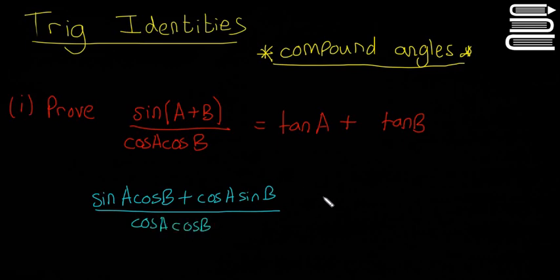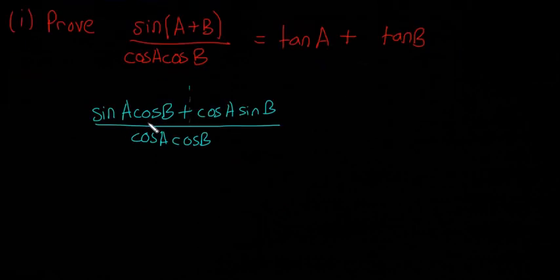Okay. So now, a couple of videos back, we said that if you had two terms on the left hand side and only one term on the right hand side, you have to look for the common denominator. It's the same here, except it's the opposite. Now we have one term on the left hand side and we want to break it up into two separate terms. Again, the common denominator is cos of A, cos of B. So basically, you have to break this up into two separate fractions. We can do that really easily.